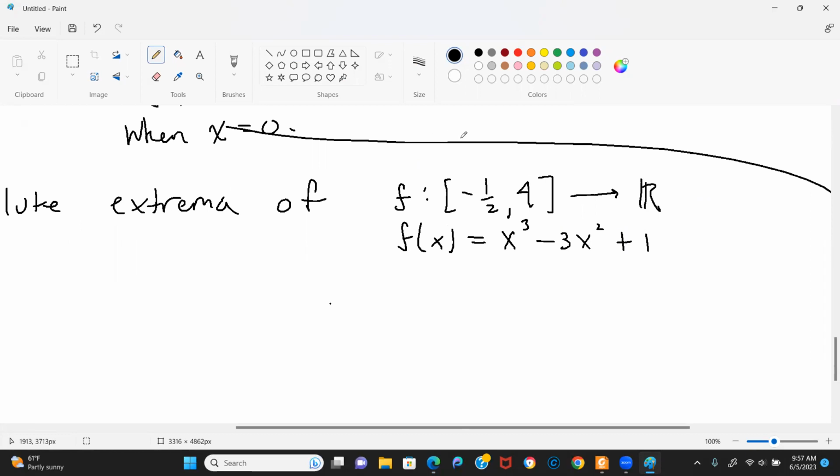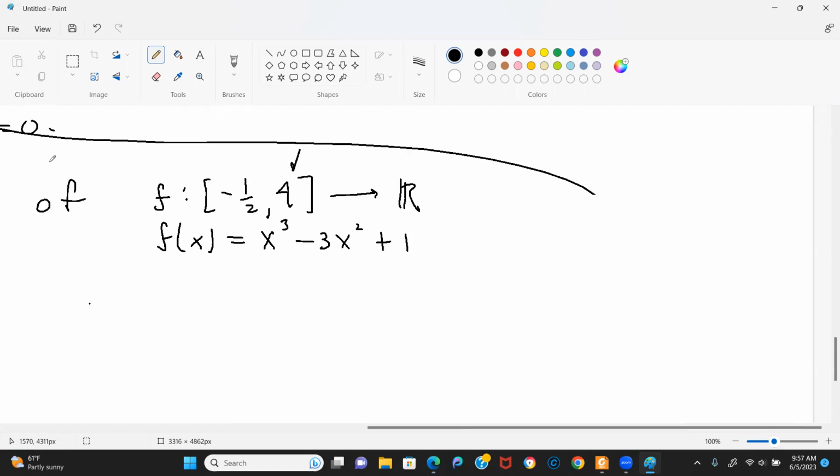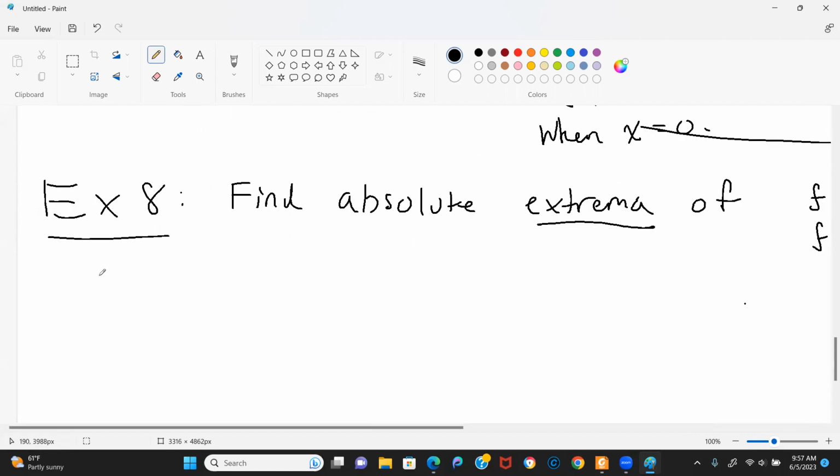So this is a continuous function on a closed interval, so it's definitely going to have an absolute minimum and maximum. Where are the possible places it could have an extremum? Well, it could have it at the endpoints, or it could have it at the critical points. So what we need to do is find the critical points first. So let's find those critical points.